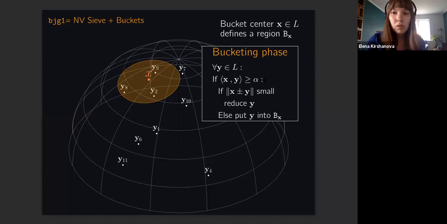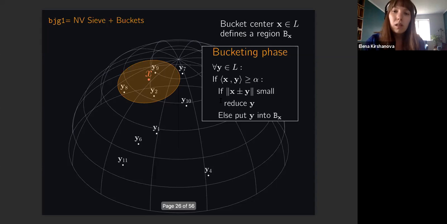So what does it mean that the inner product is large? It may mean that X and Y already give us a reduction. In which case we just reduce the Y and put it at the end of the list. But what happens if it doesn't reduce? We do not just discard Y, although it was promising, but not promising enough to give a reduction. We put it into the bucket associated to X. There could be several such Y's; in fact, there will be many such Y's in this bucket. All those Y's are conditioned on being close to X, and that means they could also be close to each other.